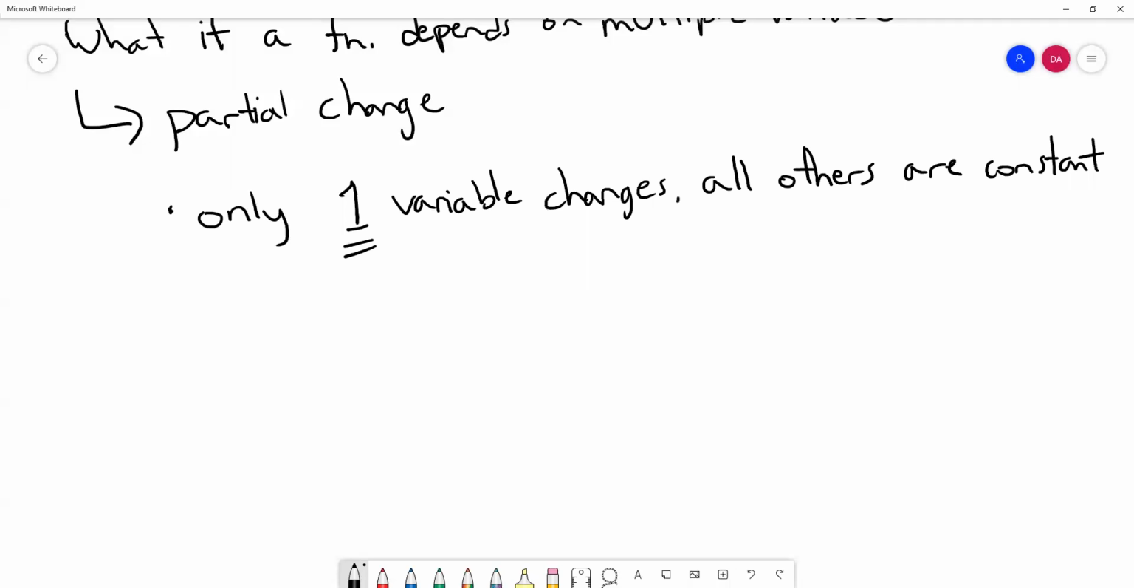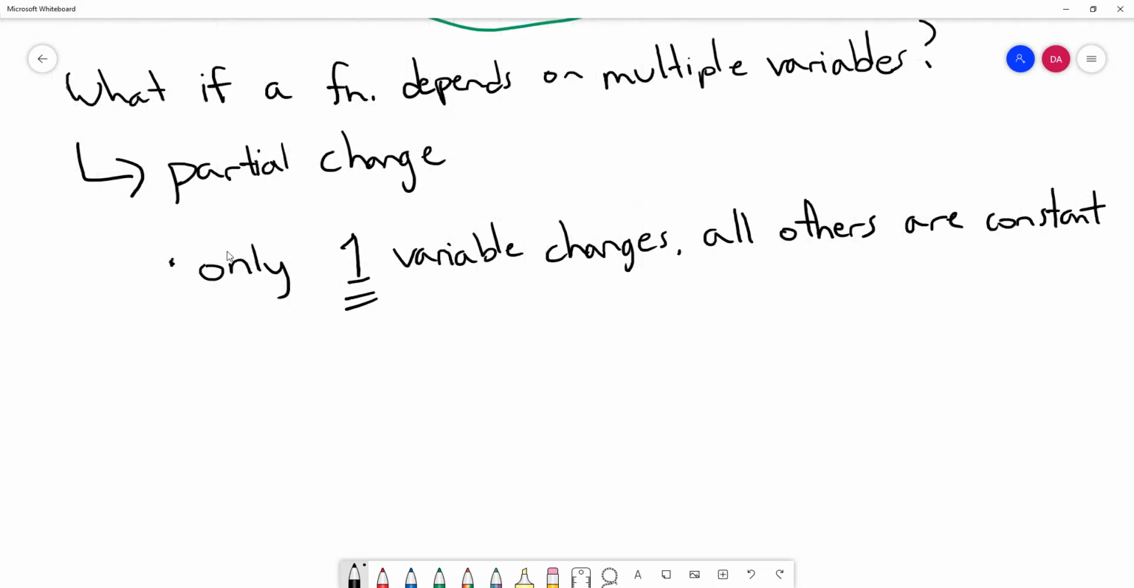By definition, we need to specify which variable is changing, that way we know which other variables are constant. Then a partial change can only really be expressed in the form of a derivative.